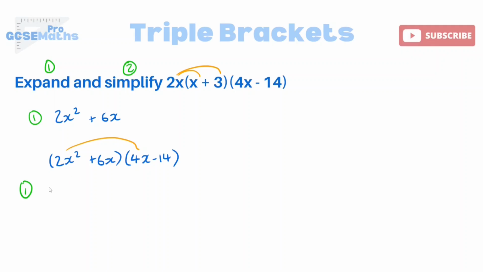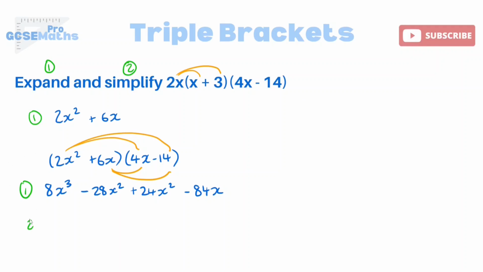So 2x squared times 4x will give us 8x cubed. So we're still getting a cubic one here. And then we've got 2x times minus 14. So you've got minus 28x squared. And we've got 6x times 4x. So we've got plus 24x squared. And lastly, 6x times minus 14, which gives us minus 84x. Okay, so we don't have this last term at the end. However, that's obviously because we didn't have as many terms to begin with in the first place. So we are going to be missing some in comparison to the previous examples.